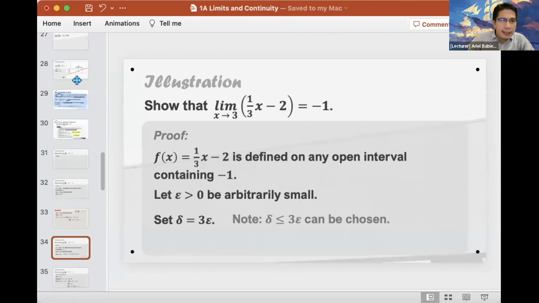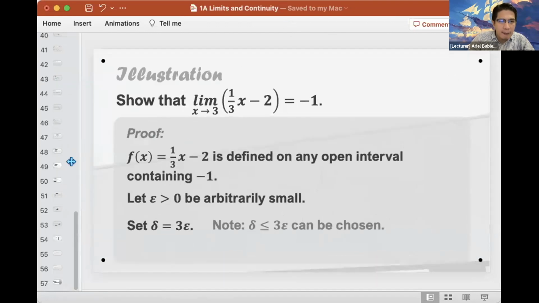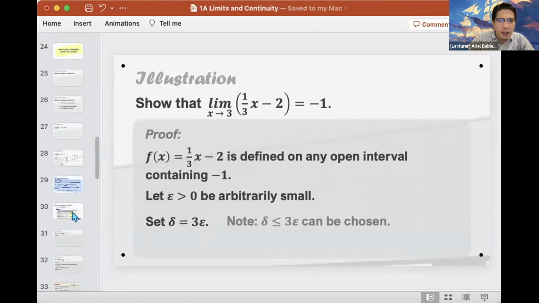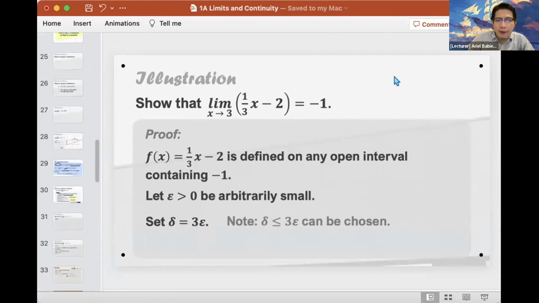So this is what we had earlier. From some scratchwork computation for this example, we said the limit of 1/3 x minus 2 as x approaches 3 is -1. For the proof, I already mentioned epsilon greater than 0, and then the choice for delta should be thrice of epsilon. Okay, we arrive at this after some computation.